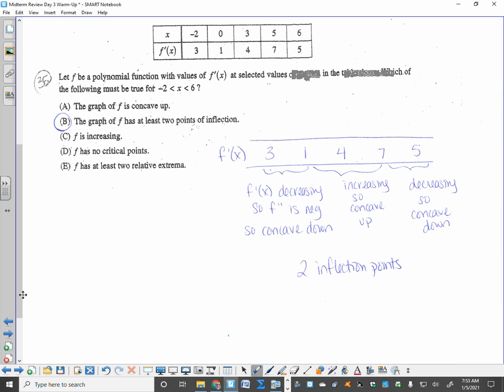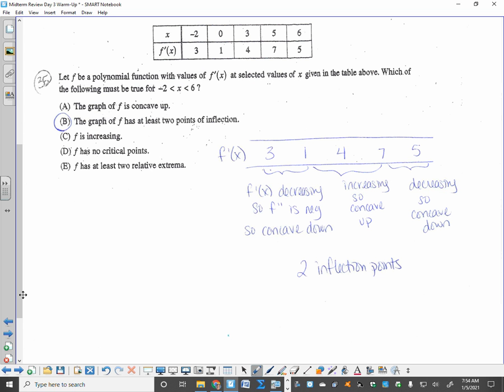Let f be the polynomial function with values of f prime selected, which of the following must be true for -2 to 6? So again, I made a chart of just looking at the y values, and I can see that from 3 to 1, the derivative is decreasing. So f double prime is going to be negative. So I know we're concave down. And then from 1 to 7, it's increasing.